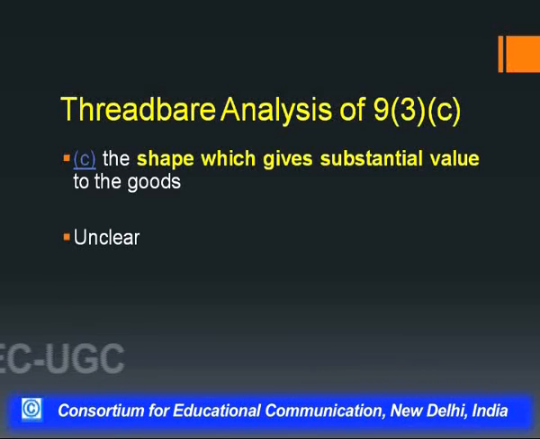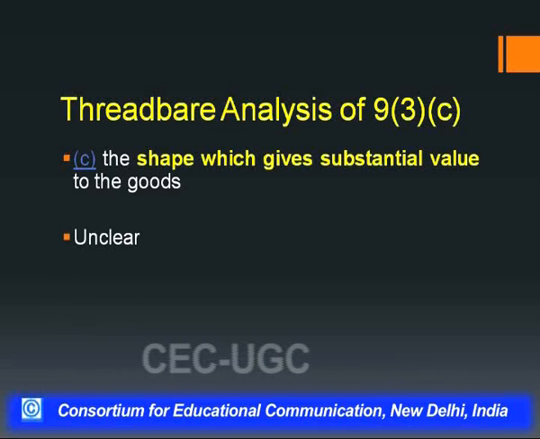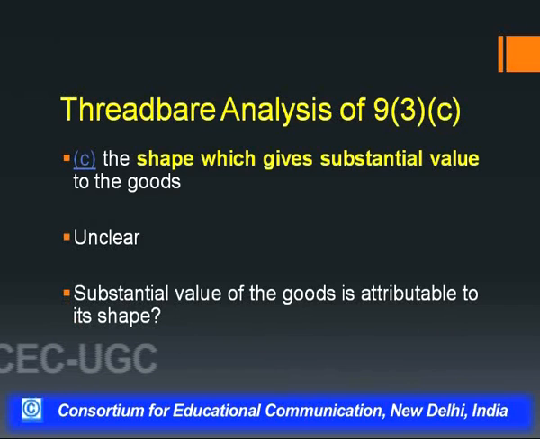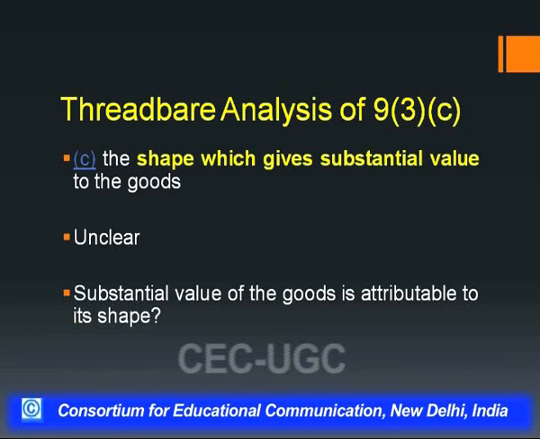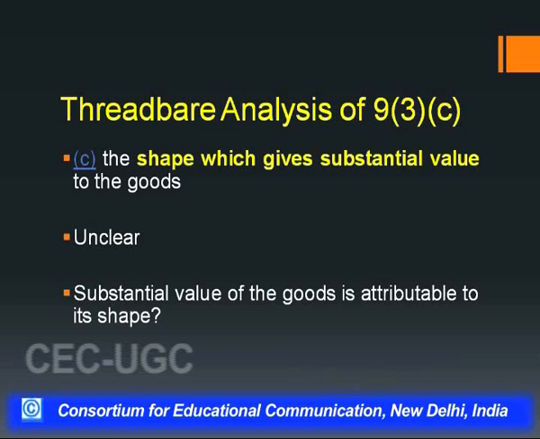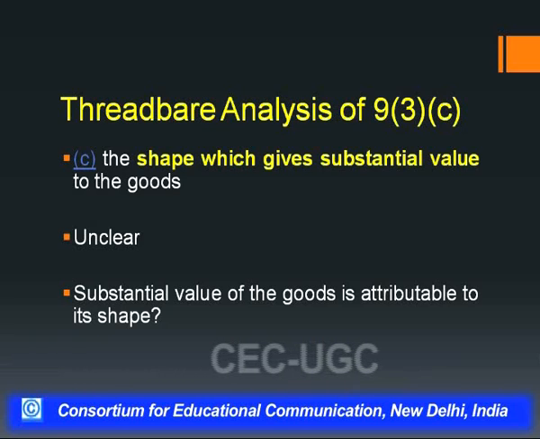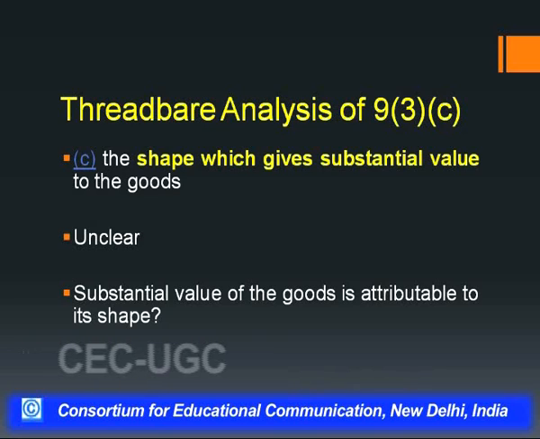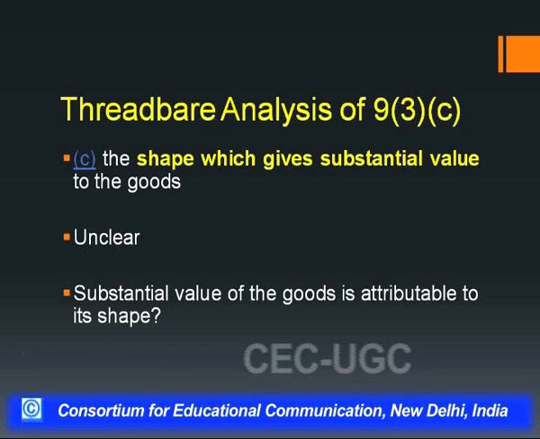It says that any shape which gives substantial value to the goods shall not be registered. Well, when one tries to interpret or decipher this unclear language, then the best possible interpretation, the widest possible interpretation of this unclear language, is to understand that this substantial value of the goods in this context is to be construed just to attribute to its shape.